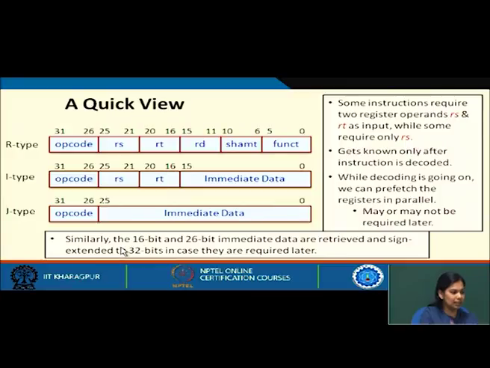Similarly, this 16-bit address and this 26-bit address, these are immediate data, some address. These immediate data are retrieved, and then we can do a sign extension to make it 32-bit. We already know what sign extension is. So, we can extend this to 32-bit, and if it is required later, it is fine. If it is not required later, it is okay, but we can do this.